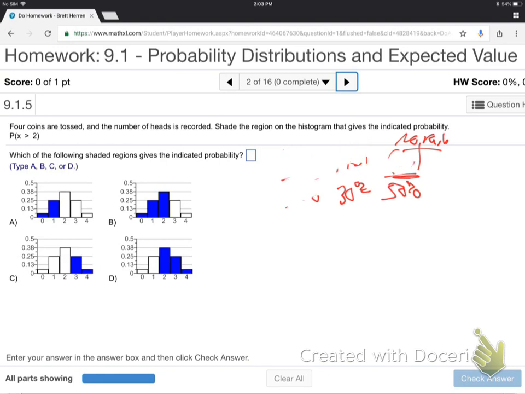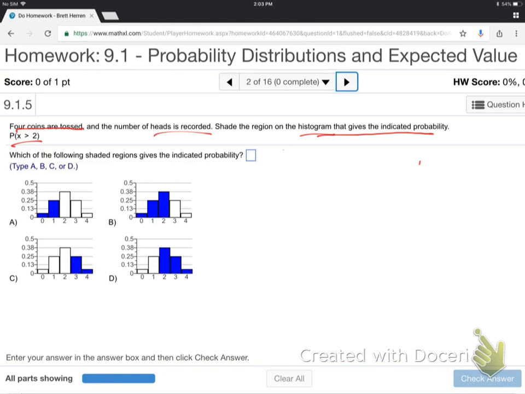All right, so in this problem, in particular, they're saying four coins are tossed, and the number of heads is recorded. Shade the region on the histogram, that means bar graph, that gives the indicated probability. X is greater than 2. Now these are kind of weird at first if you're not used to them. Let me help with that. What is this X greater than 2 thing?